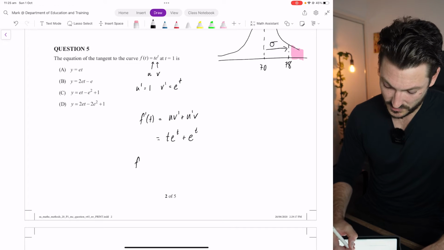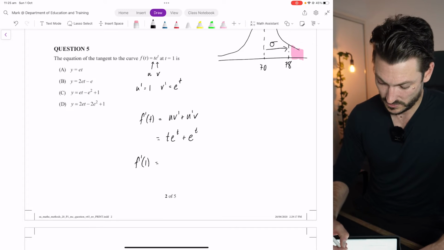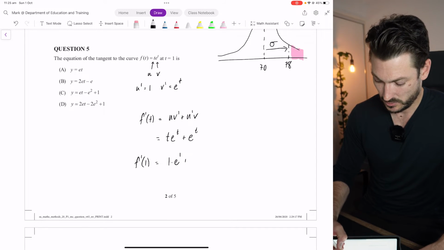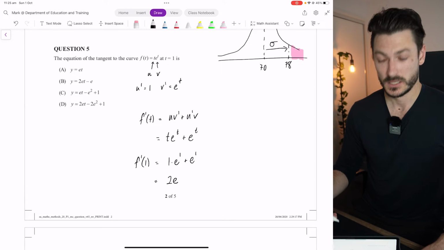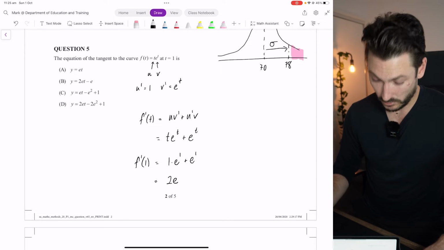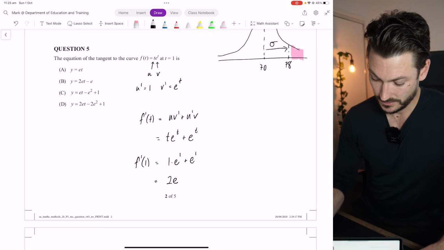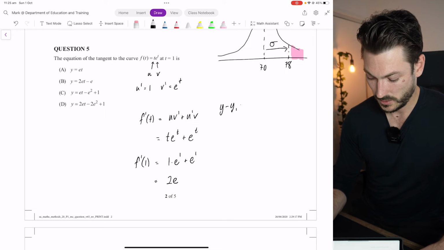So then I'm just going to do f dash of 1. It's going to be 1 times e to the 1 plus e to the 1, which is just going to be 2e. So now I'm going to substitute that into the equation of a line. I've got y take y1 equals m bracket x take x1.